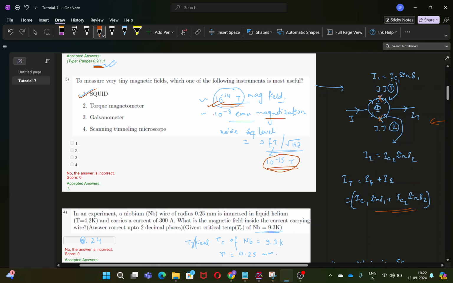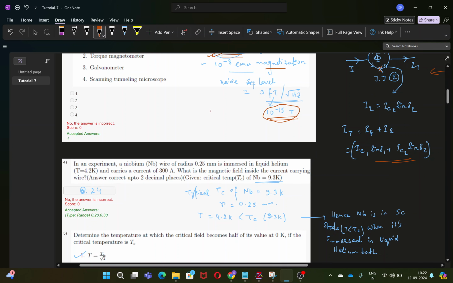This cannot be done by any other magnetometer, because the noise level will be so high that it cannot sensitively detect such tiny magnetic field components in the background of the noise. So that is why SQUID is the most efficient to measure very tiny magnetic fields. So question number 3, option number 1.